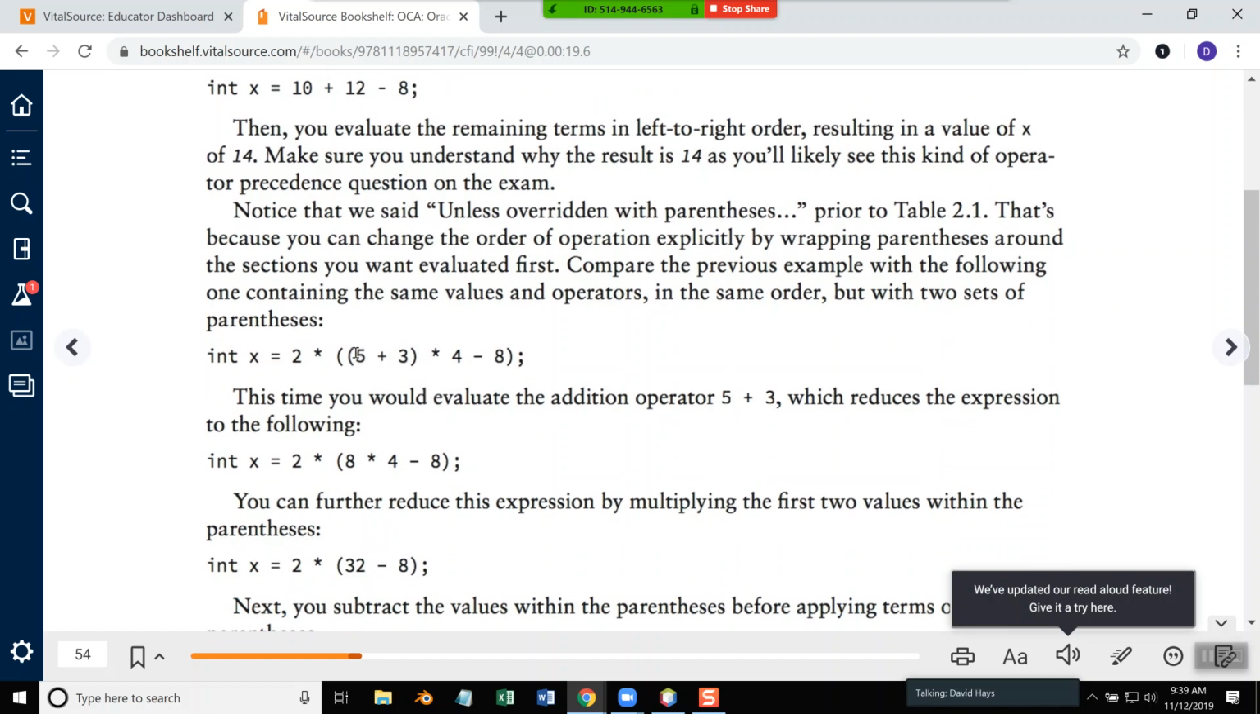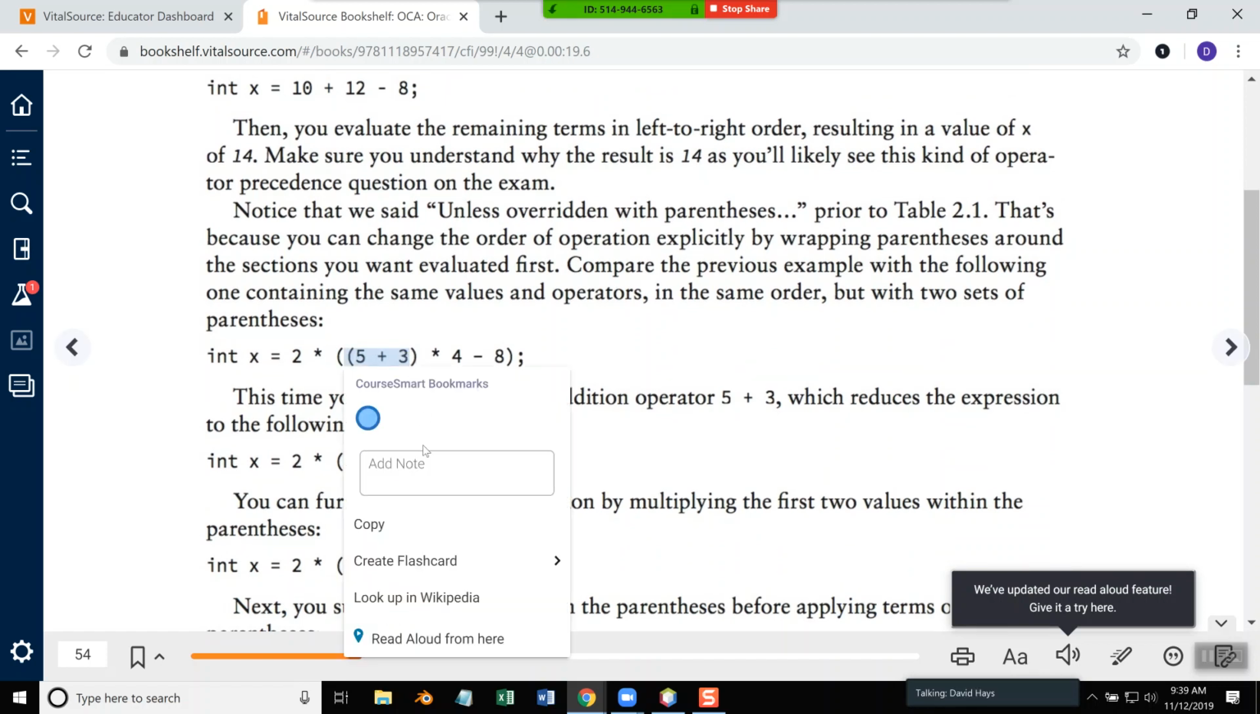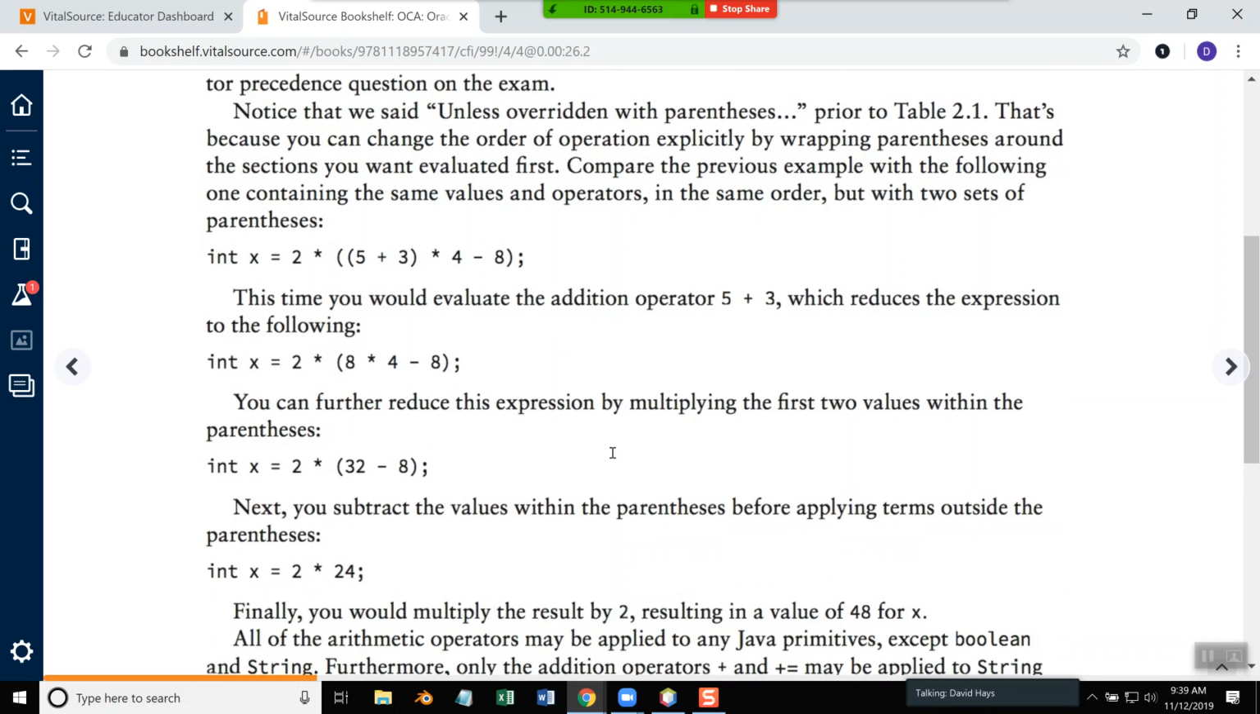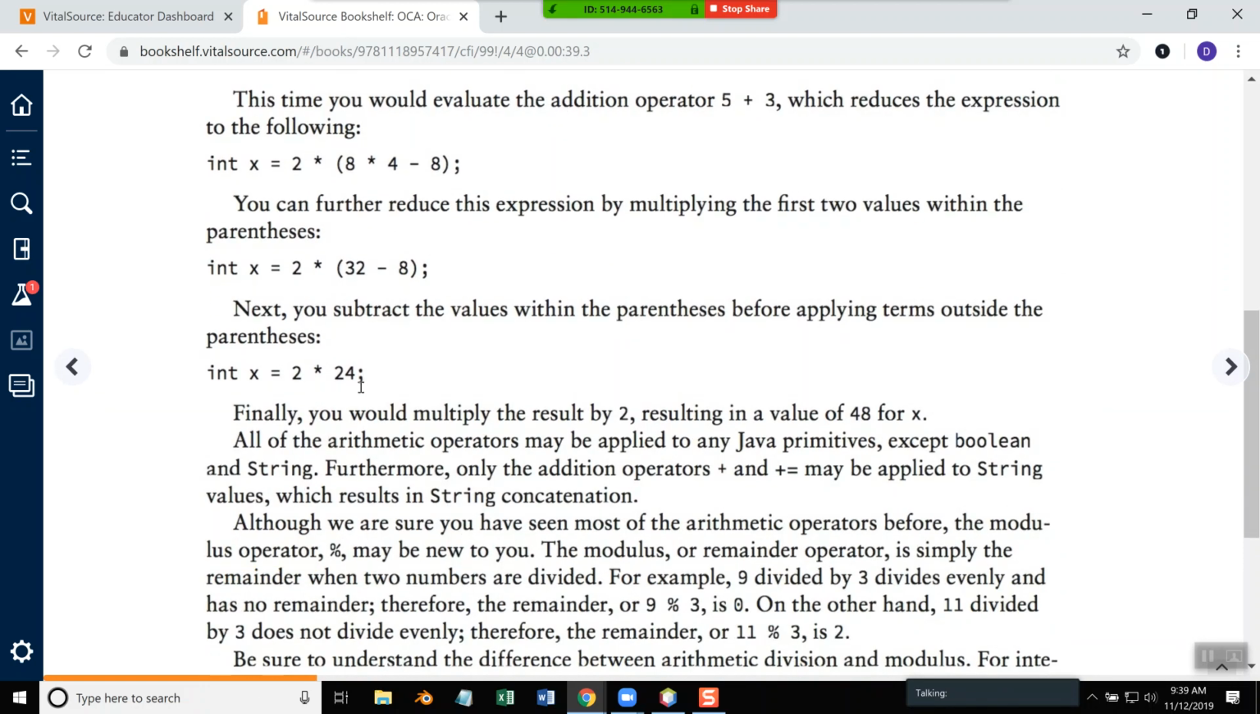But if you have parentheses, again, it does what's inside parentheses first. So this would be 5 plus 3 is 8. And still doing what's inside the parentheses. So we've got 8 times 4 is 32. Minus 8 is 24, I think. Times 2 is 48. Assuming I can do my math this morning. Yeah, 2 times 24 is 48.